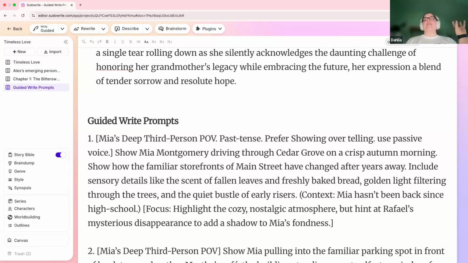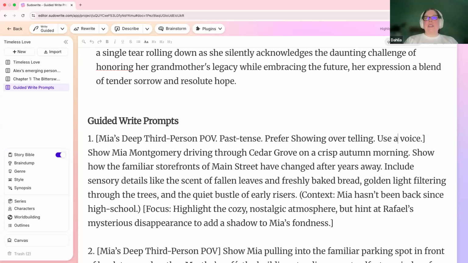The more modern and newer models don't have this issue so much, but I still prefer to give it positive commands. So instead of "don't use passive voice," I would say "use active voice." And that works quite well.